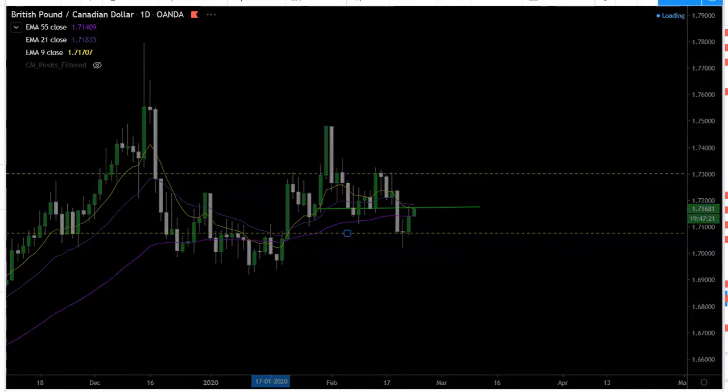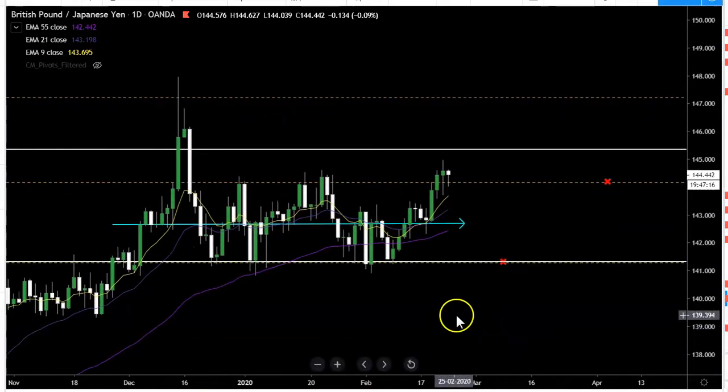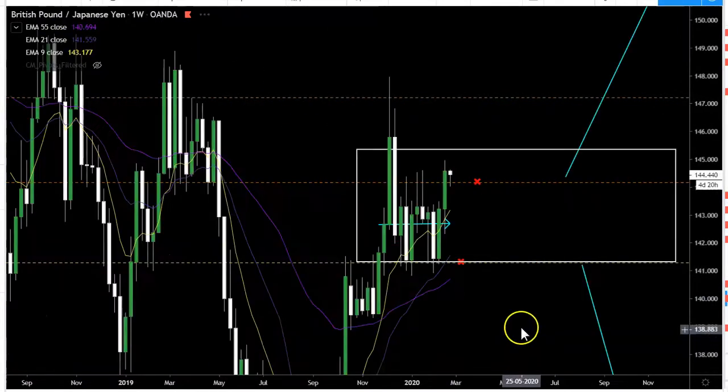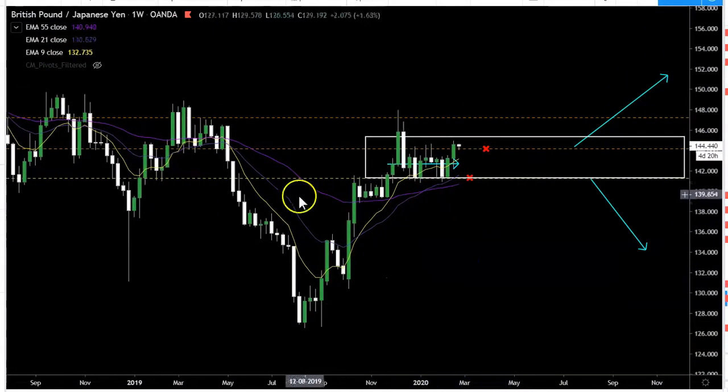Pound JPY, at a key inflection point again. All the pound pairs are the same. Let's take a look at the weekly here, and you can get an appreciation of where things are at on the pound yen. This is a key inflection point. You can see where I've made this rectangular box. We need a breakout above or a breakout below, one way or the other.